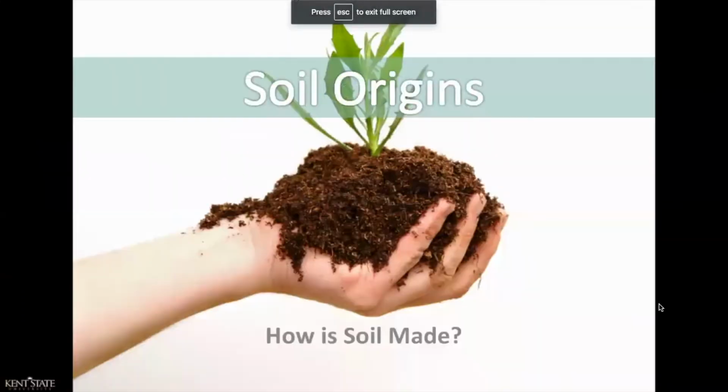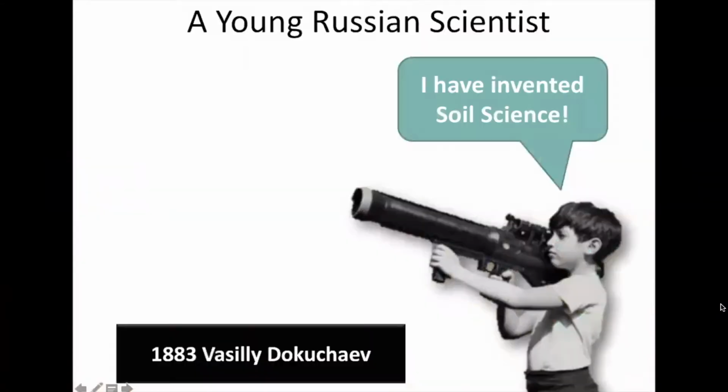Okay, so now we're going to get into soil origins and how exactly soil was made. Before getting into this lecture, I really want to focus on this man. He wasn't as young as you see in this photo, but his name is Vasily Dokuchaev, and he was a Russian scientist, actually the father of soil science. He was the first person to make a wide geographic investigation on soil sciences and the different soil types.